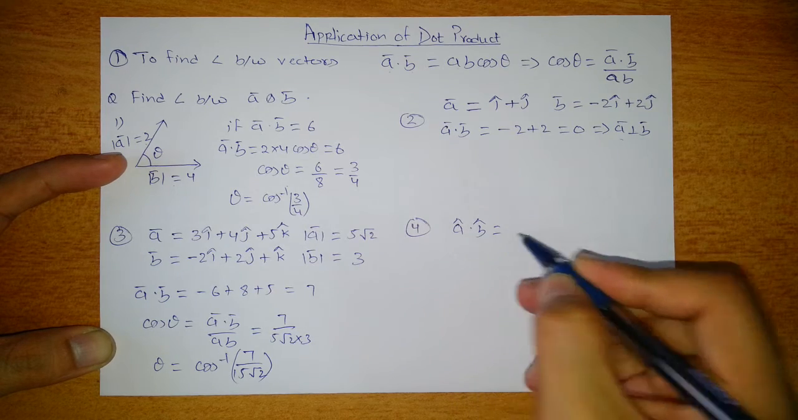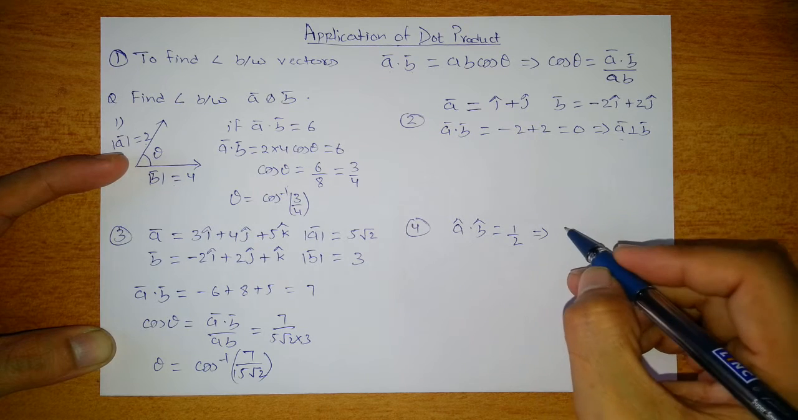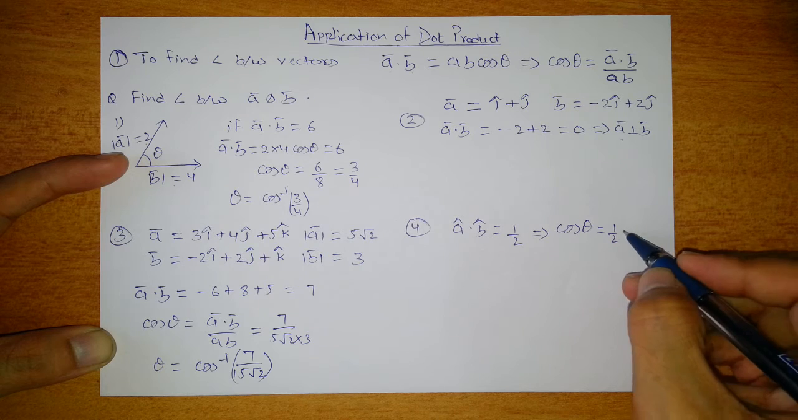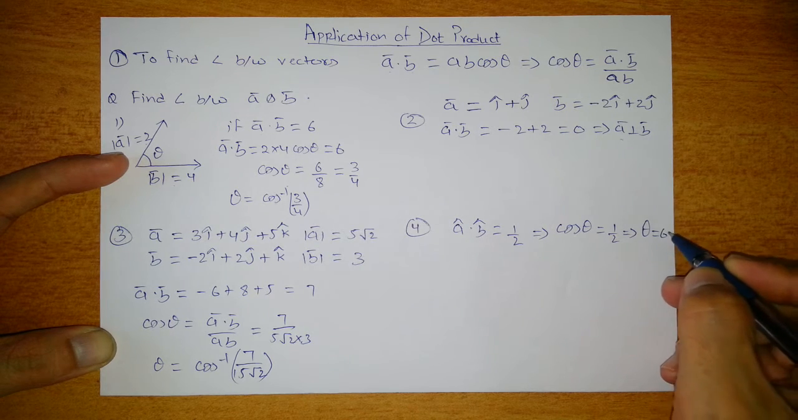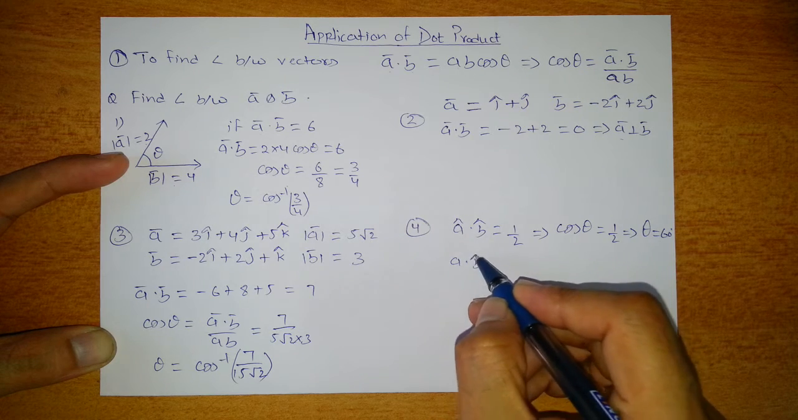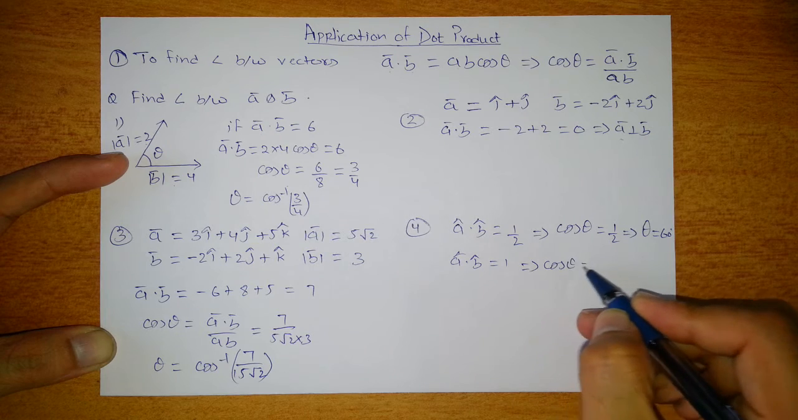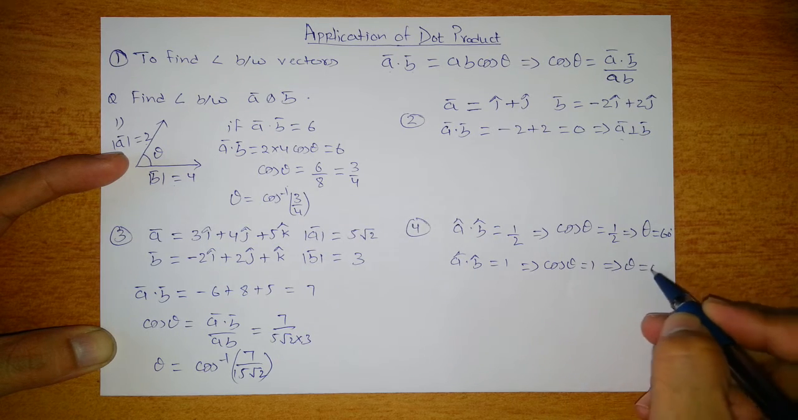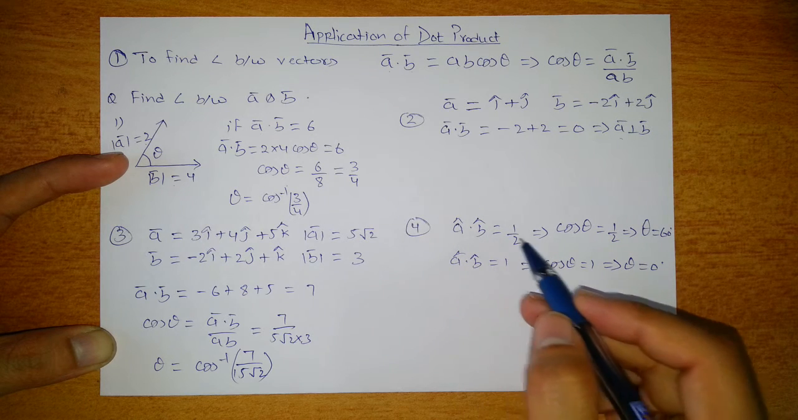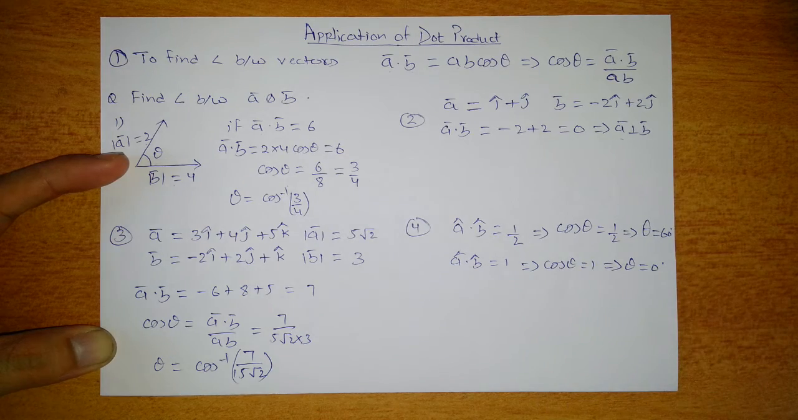So what if A cap dot B cap is given as, let's say, half? We can say cos theta is half. So the angle between the vectors theta must be 60 degrees. So what if A cap dot B cap is 1? We can say cos theta is 1 and theta is nothing but 0 degrees. Okay. So whenever the dot product of two unit vectors is given, you can directly put it to be cos of the angle between them.